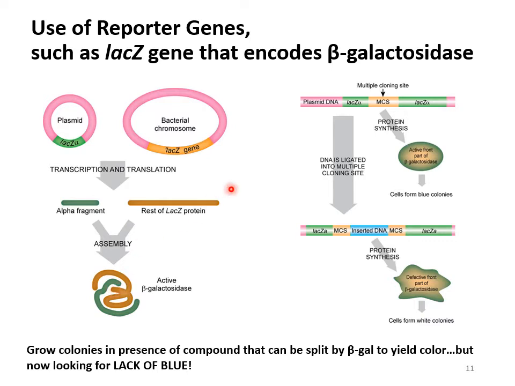If you then insert your gene right smack in the middle of here in the plasmid, well then you know that was successful when you no longer get beta-galactosidase working and you get the white colonies. Okay, so this we went over in lab as well, so this should be basically a review.